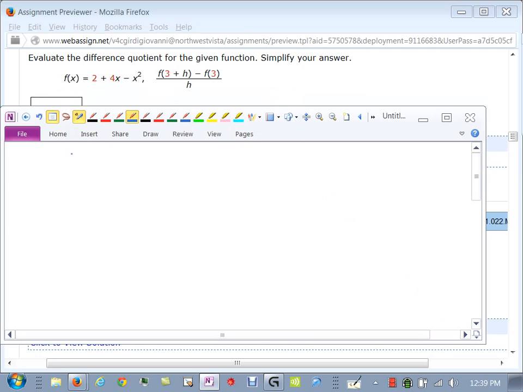Okay, so what we have here is f of x equals 2 plus 4x minus x squared. We want to find f of 3 plus h minus f of 3, all over h. So what I'm going to do first is get this top left corner. Let me blow this up.